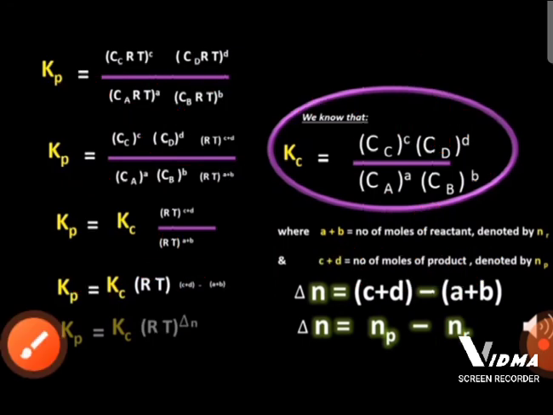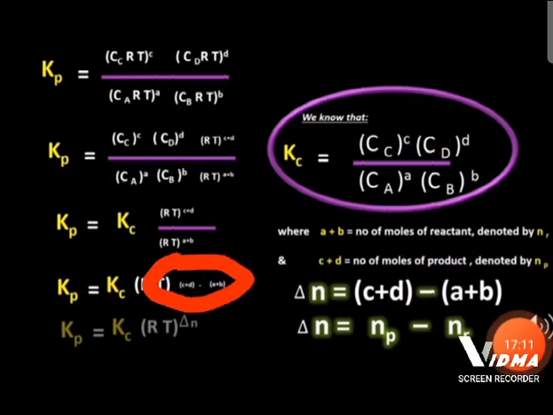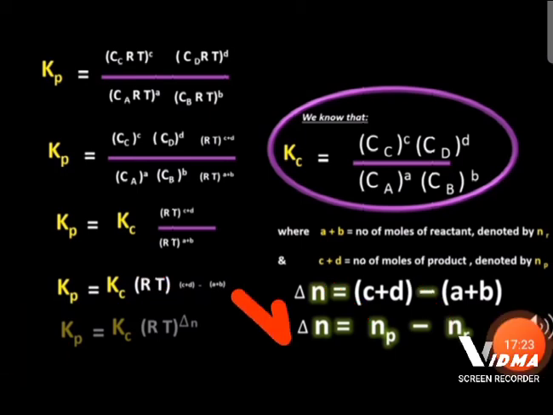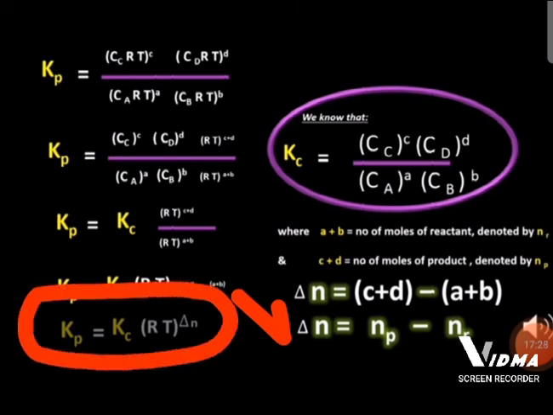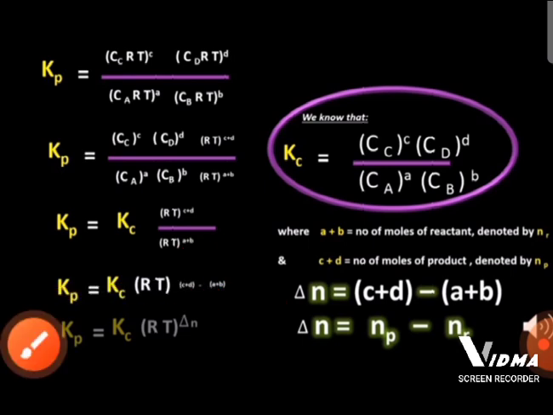Okay, this you clarify. So in place of (c plus d) minus (a plus b), in place of c plus d I can take nP, number of moles of product. In place of a plus b I can take nR, number of moles of reactant. That gives delta n, the change in the number of moles. So finally we get the relationship of Kp and Kc: Kp is equal to Kc RT to the power of delta n. RT is constant, and delta n is the change in the number of moles, nP minus nR. I hope you understood this relationship.